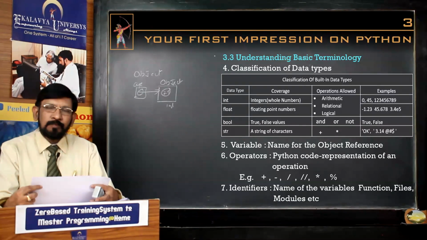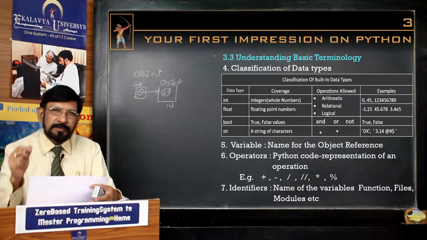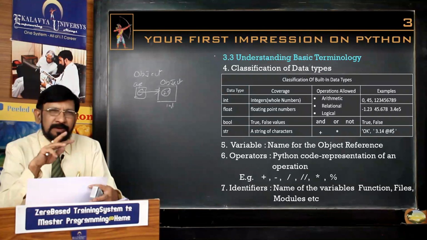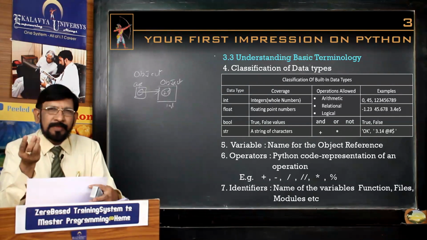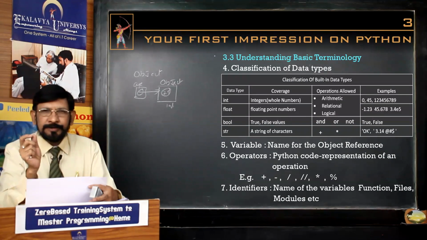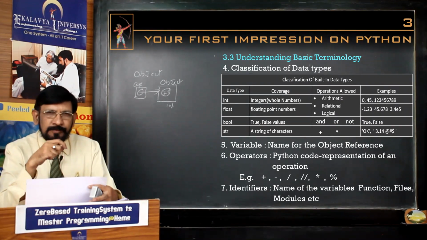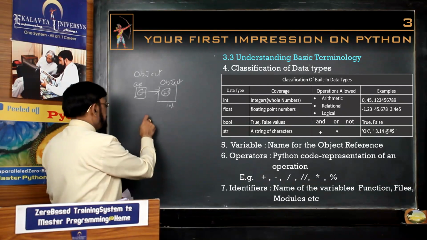Bool. Actually this is a Boolean type, that means either true or false. Actually we evaluate a condition. In real life also we evaluate a condition. What is that? Just what is a condition?